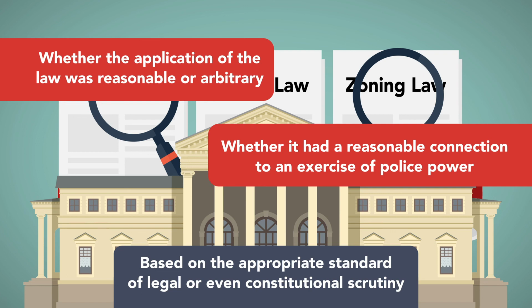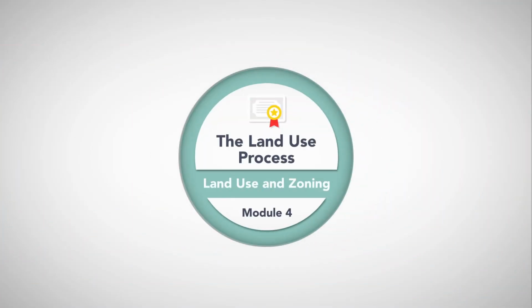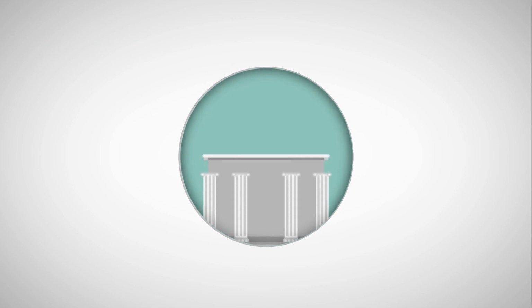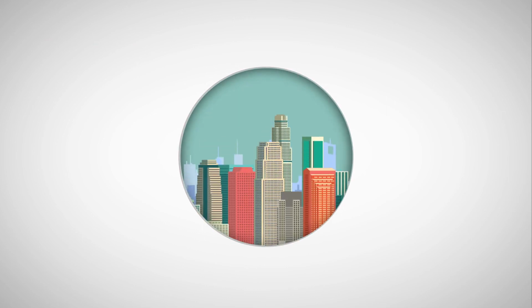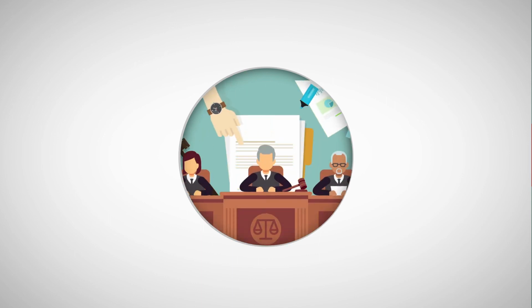In our next module, we will apply the concepts covered in the first 3 modules to municipal land use scenarios to illustrate how the urban planning process works, from the submission of the initial development proposal through dispute resolution and adjudication.